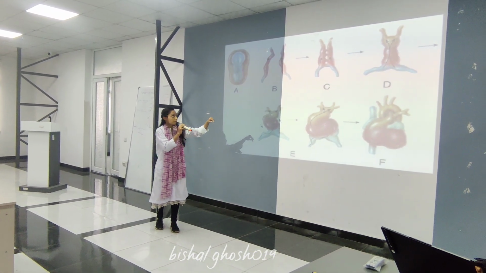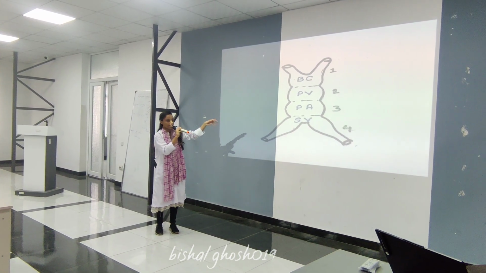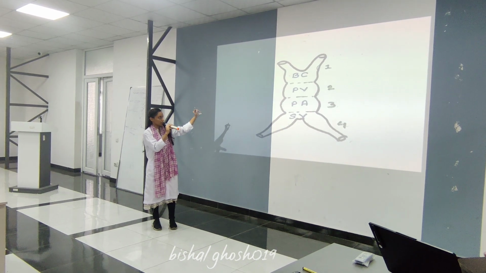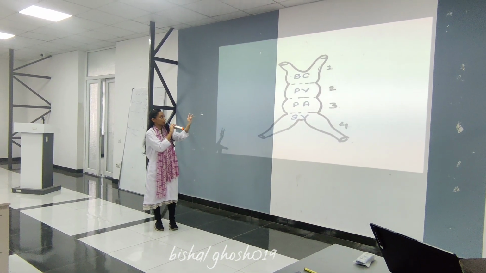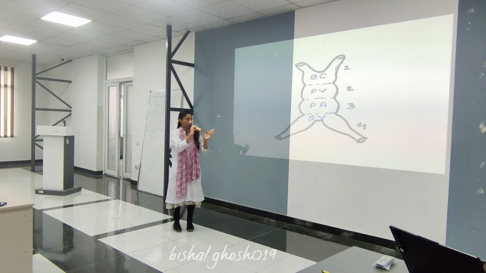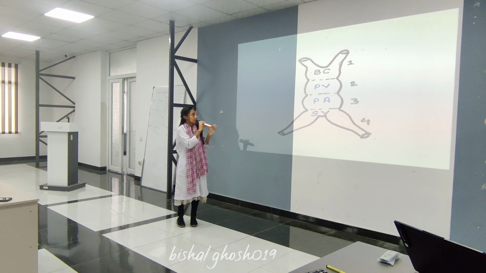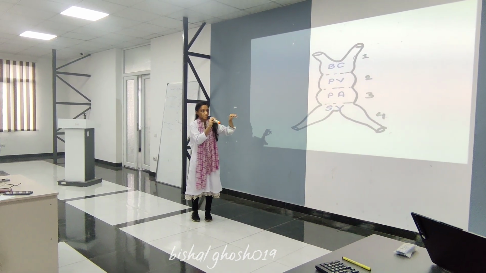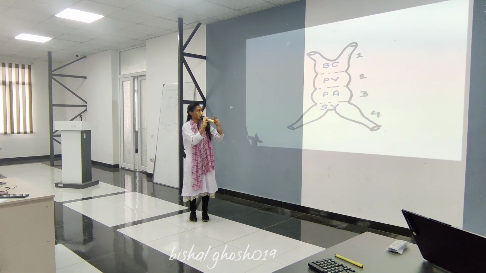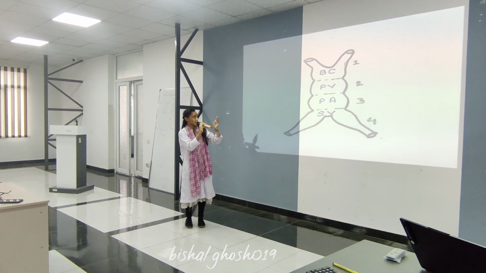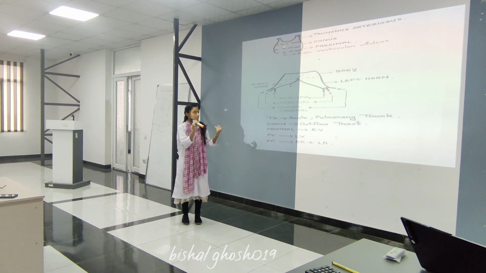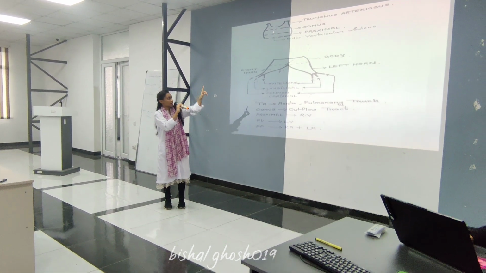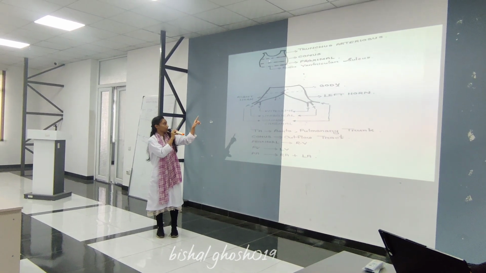Next slide please. Primitive heart tube looks like that. I drew it by myself. First one is bulbus cordis, second one is primitive ventricle, third one is primitive atrium, and the final one is sinus venosus. Let's talk about the first part, bulbus cordis. Bulbus cordis is going to be divided into 3 parts. Next. Bulbus cordis is going to be divided into truncus arteriosus, conus, and proximal.